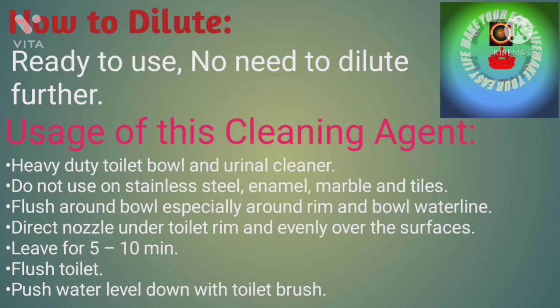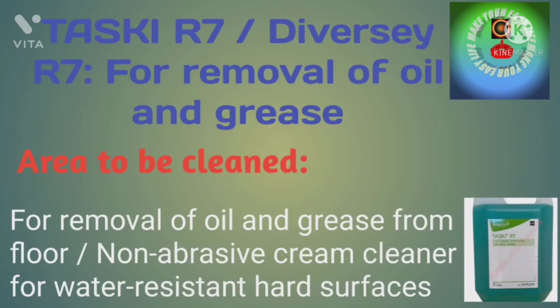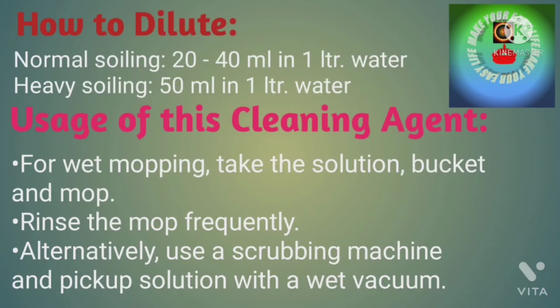Taski R7. What is Taski R7? Where is it used? How to dilute? Taski R7 is an oil and grease removal chemical. Area to be cleaned: for removal of oil and grease from floors. Non-abrasive cream cleaner for water-resistant hard surfaces. How to dilute? Normal soiling, 20 to 40 ml in 1 liter water. Heavy soiling, 50 ml in 1 liter water.